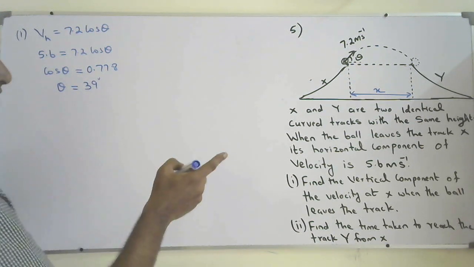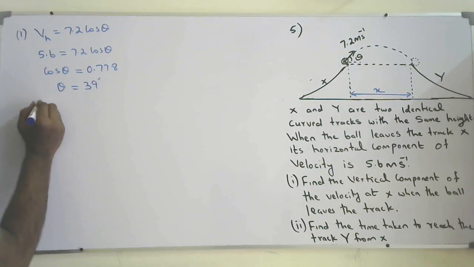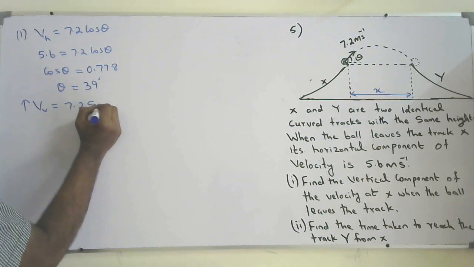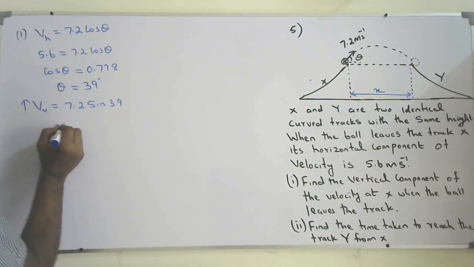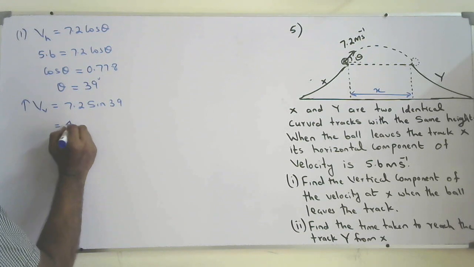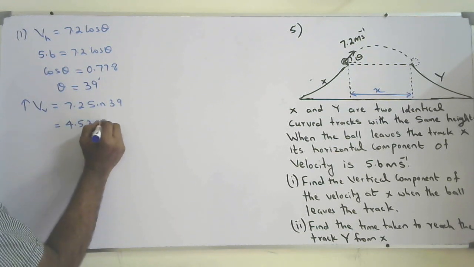The question is to find the vertical component. So the vertical component VV, I can say, is 7.2 sine 39. Find it. That will be 4.53 meter per second.